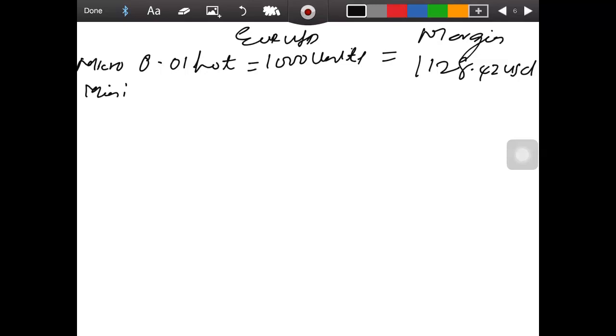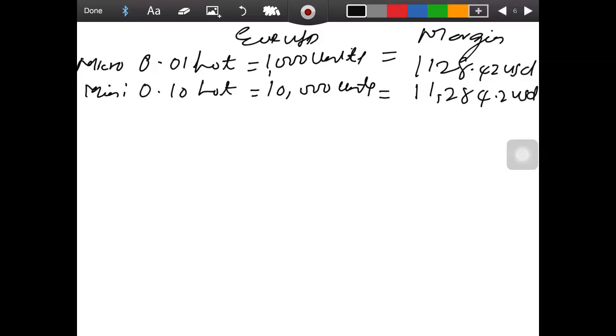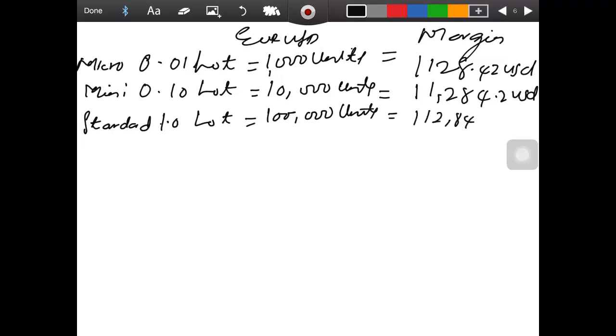To buy a mini lot of euro USD, that's 0.10 lot, which is equal to 10,000 units, you need 10 times of this, which is 1284.2 USD. This is the margin required. And then to buy a standard lot, which is 1.0 lot, which is equal to 100,000 units, you need 112,842 USD minimum capital base. Meaning that this is what you need to trade one standard lot on a regular basis.